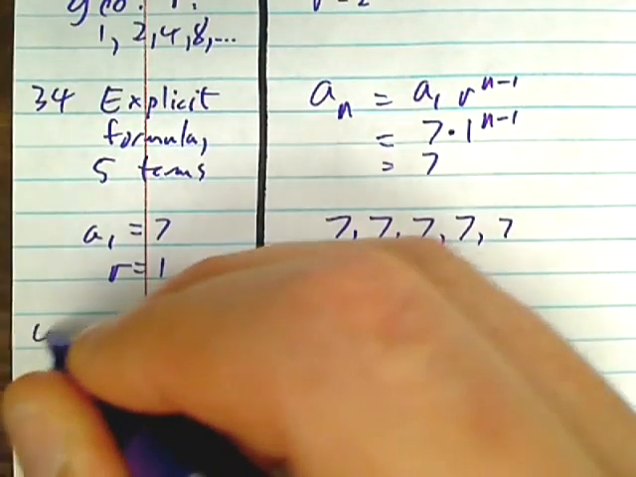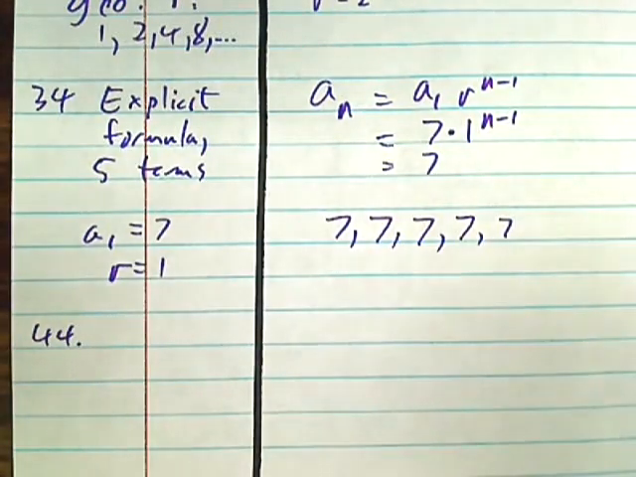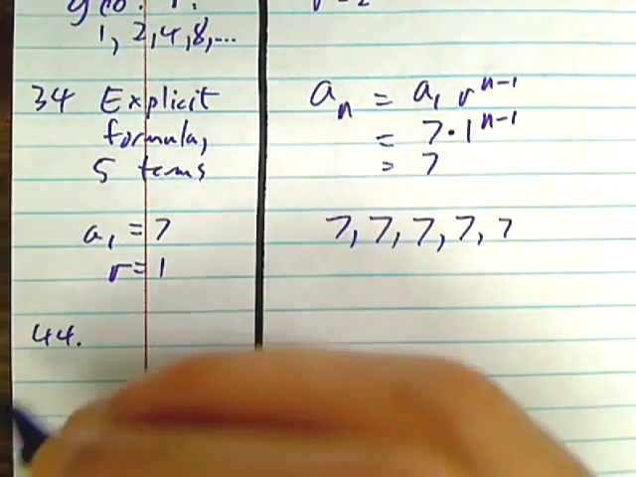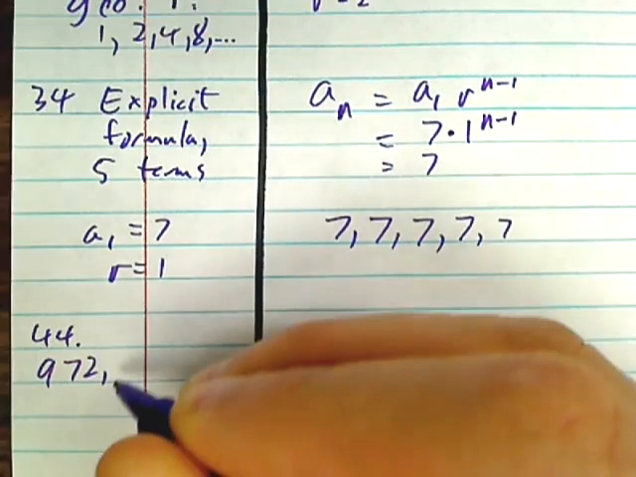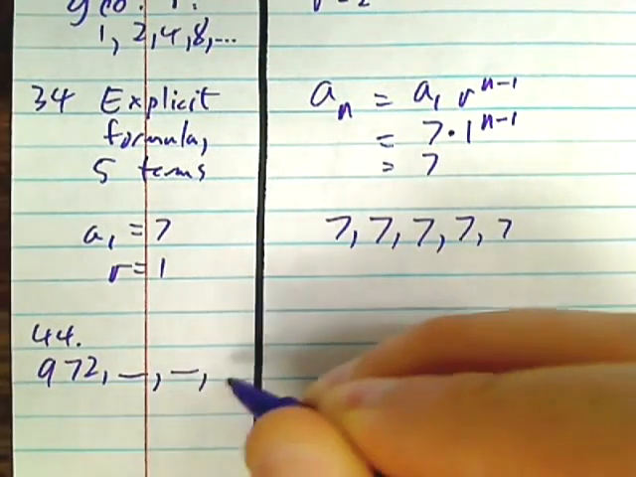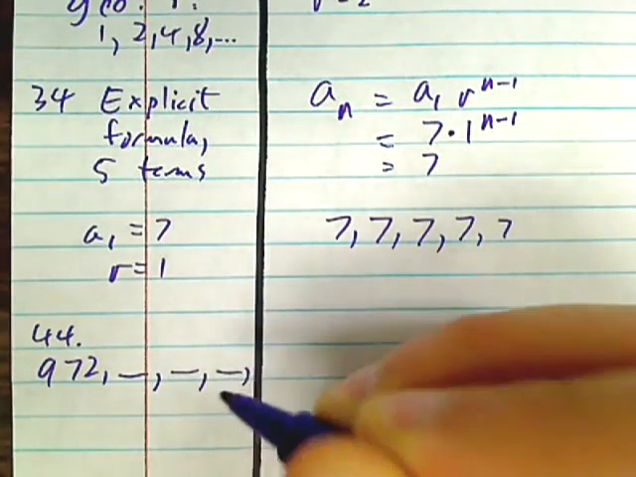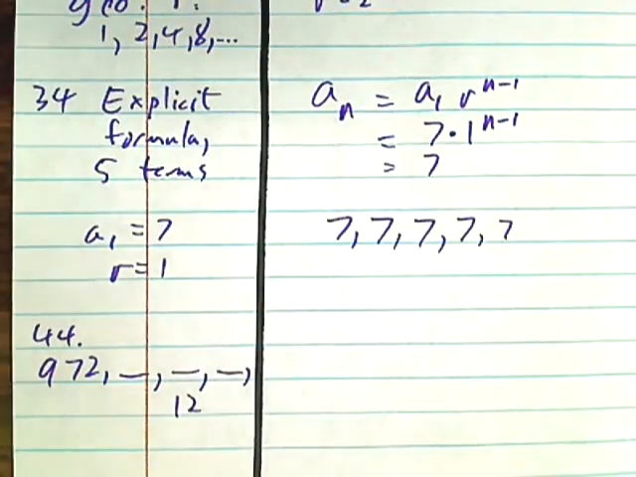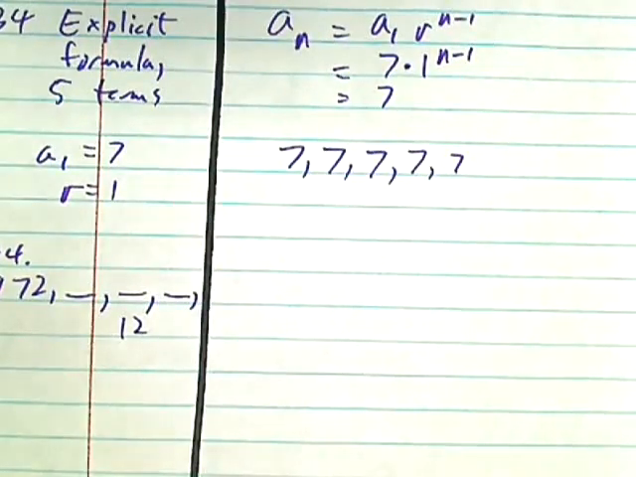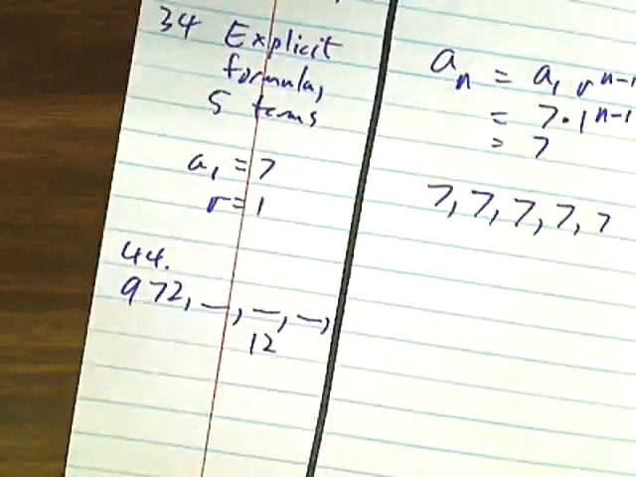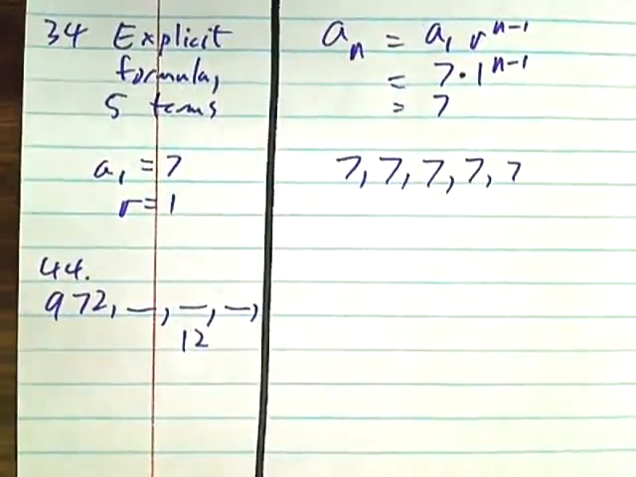Number 44. We're going to fill in these blanks. We have 972, blank, blank, blank, 12. There are a couple different ways to approach this. Go ahead.